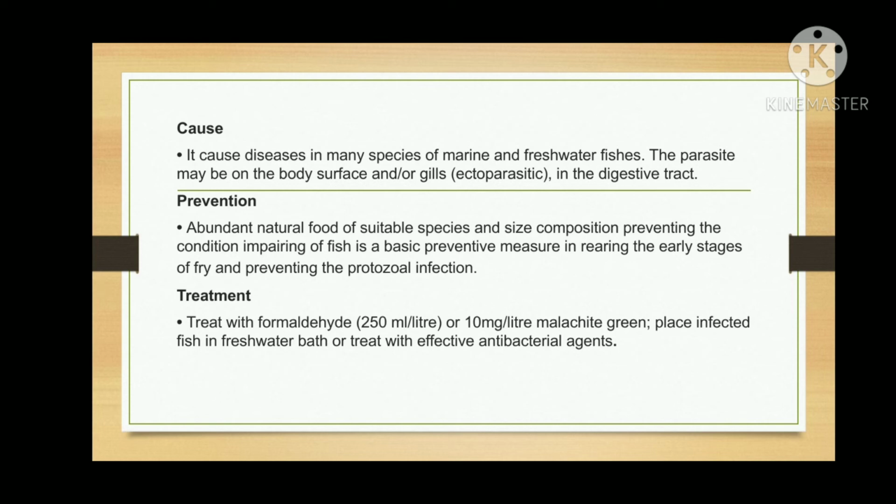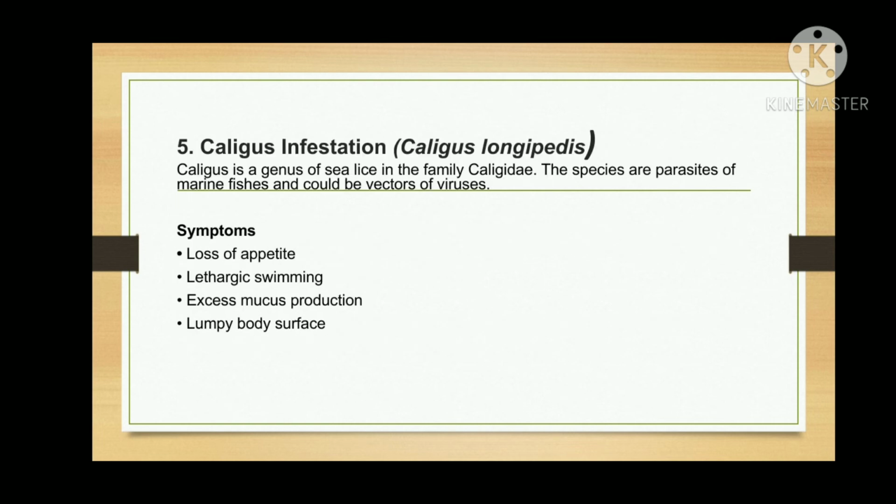Prevention: abundant natural food of suitable species and size composition, preventing the condition impairing of fish, is a basic preventive measure in rearing the early stages of fry and preventing the protozoal infection. Treatment: treat with formaldehyde 250 ml per liter or 10 mg per liter malachite green. Place infected fish in fresh water bath or treat with effective antibacterial agents. Caligus infestation. Caligus is a genus of sea lice in the family Caligidae.